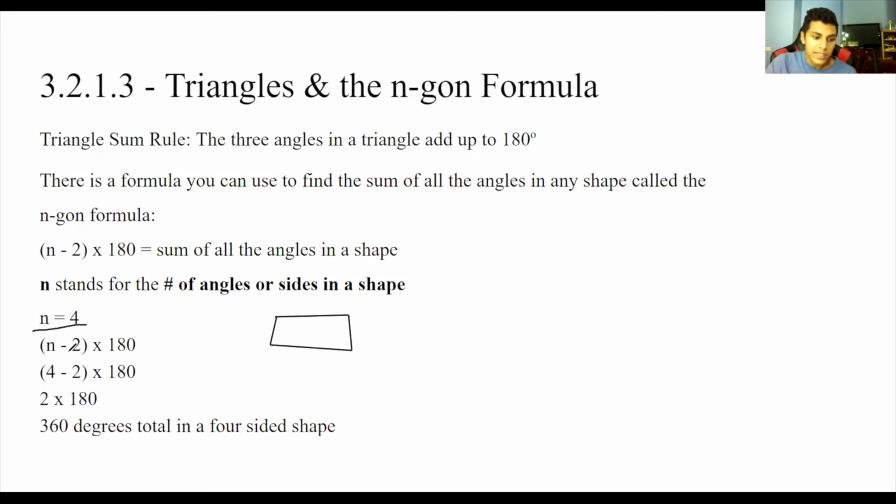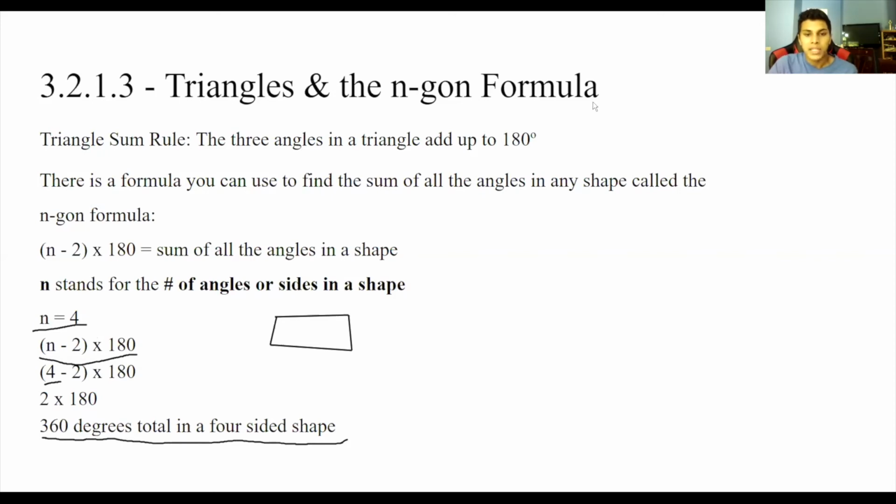And the way you do that is you substitute in 4 for N, which means you replace N with 4. So I write out my original equation, N minus 2 times 180, which is the sum of all the angles inside a shape, and I replace N with 4. So now I have 4 minus 2 times 180, and if you simplify this, you get 2 times 180, which is 360 degrees. So there are 360 degrees total in a four-sided shape.